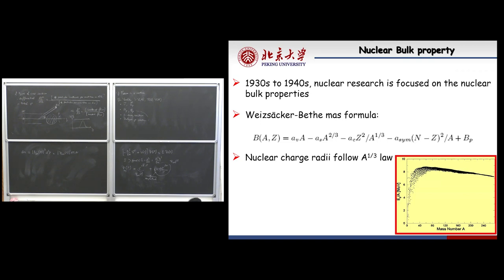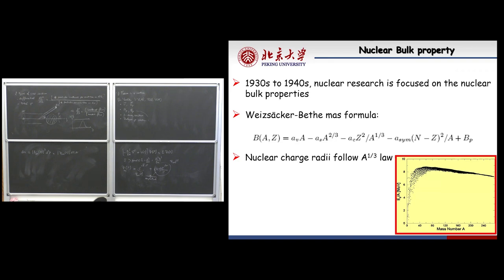And then this last term here. This morning some students already asked the question, what is this B_P? That means pairing energy, right? Sometimes it is also written as delta. This term appears because there are more even-even nuclei existing in nature than odd-even or odd-odd nuclei. Therefore, putting this together, that is already more or less the first beautiful nuclear model we have ever known.